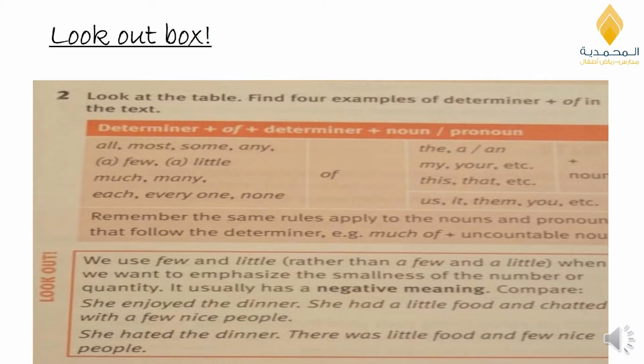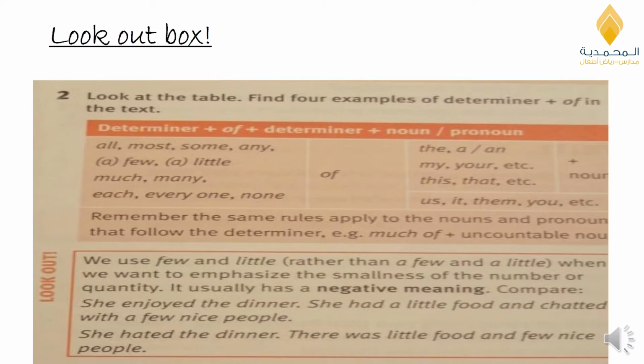So this is the rule that you have to follow, and you know that you can apply this rule for both nouns and pronouns. Okay? For example, we say much of, then we have to put an uncountable noun. But what about a few, a little, few, and little? What is the difference between them?